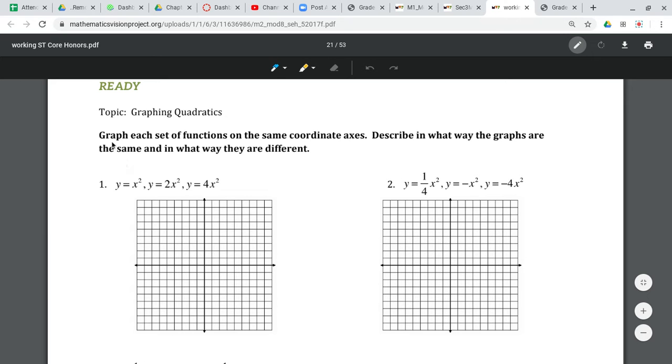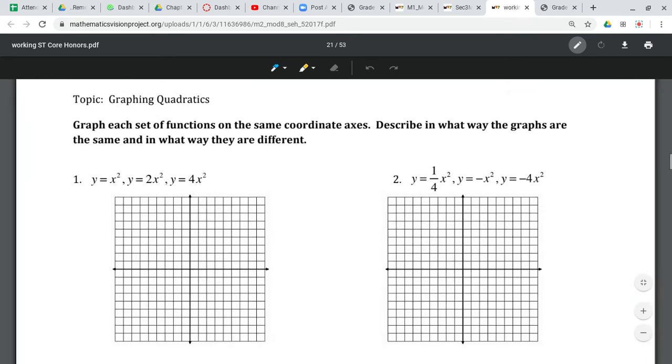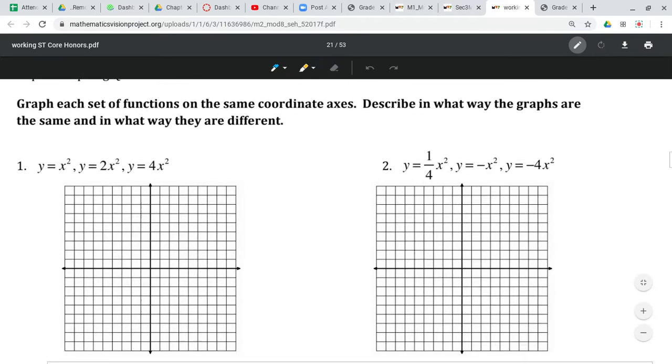So in 8.4, we are graphing quadratics. Graph each set of functions on the same coordinate axis. Describe in what ways the graphs are the same and in what ways they are different. So we are going to be looking at number 2 today.